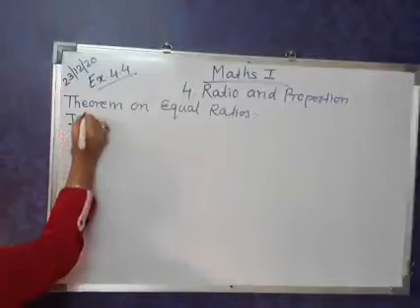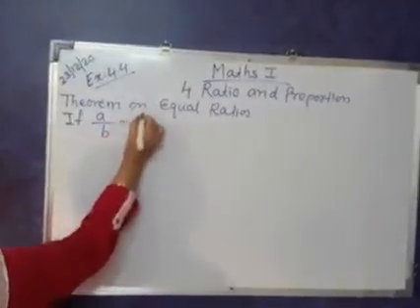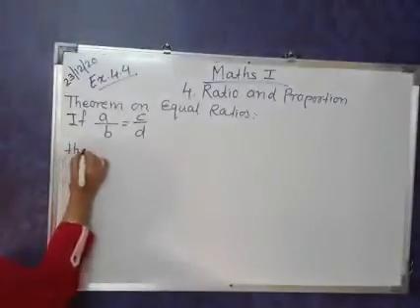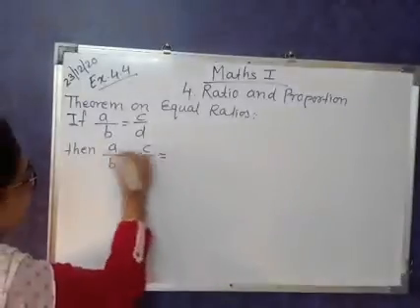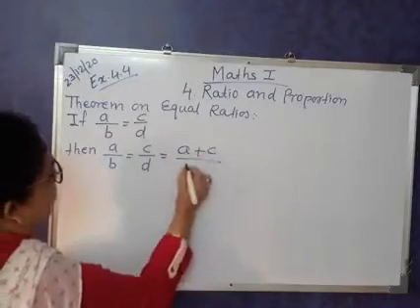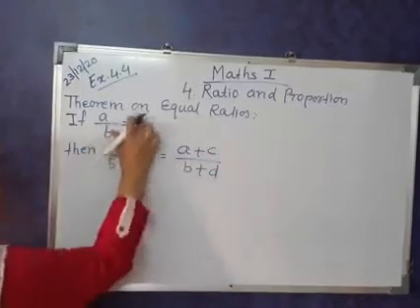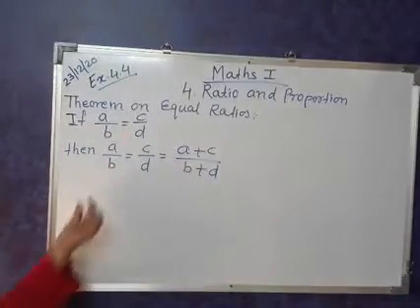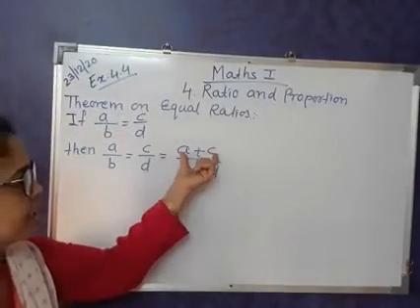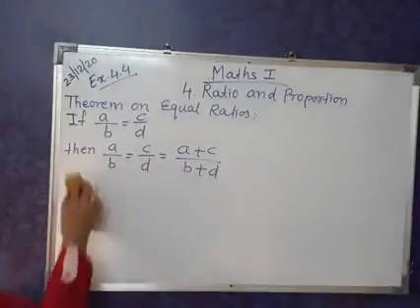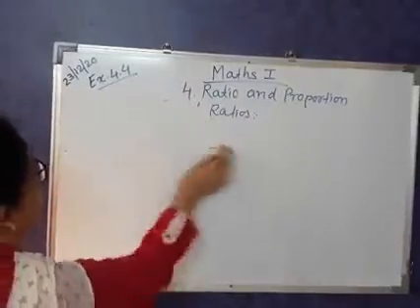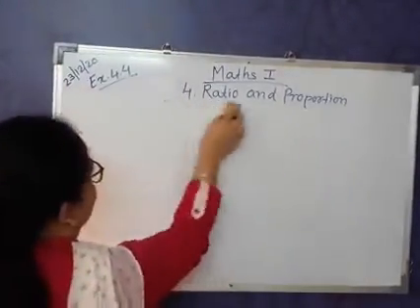So what is the theorem on equal ratio? If A upon B is equal to C upon D, then each ratio, that means A upon B and C upon D, is equal to A plus C upon B plus D. That means if two ratios are equal, then each ratio is equal to addition of the numerator upon addition of the denominator. So based on that, exercise 4.4 is there. So we will solve that exercise.